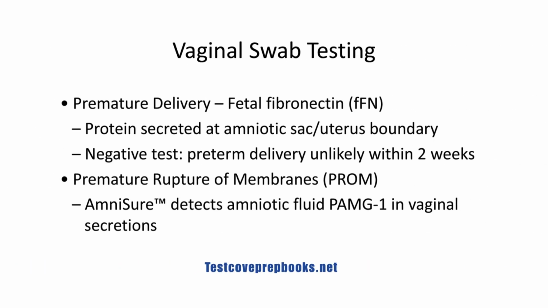Vaginal swabs can help predict premature delivery by detecting fetal fibronectin, a protein secreted at the boundary of the amniotic sac and uterus. A negative test result is reassuring, as it indicates that preterm delivery is not expected within the next 2 weeks. Another application is testing for premature rupture of membranes. The AmniSure test detects amniotic fluid protein known as PAMG1, which appears in cervicovaginal secretions after rupture.